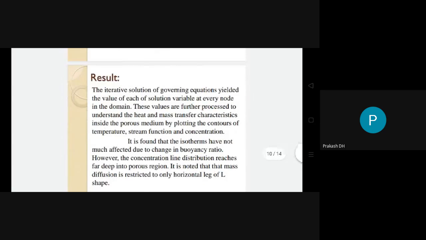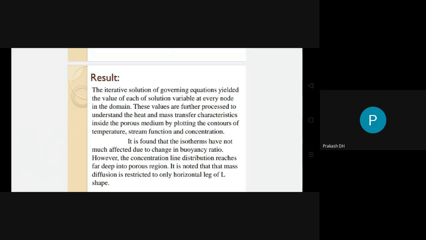Result: the iterative solution of the governing equations yielded the value of each solution variable at every node in the domain. These values are further processed to understand the heat and mass transfer characteristics inside the porous medium by plotting the contours of temperature, stream function, and concentration. It is found that the isotherms are not much affected by the change in Buongiorno's ratio. However, the concentration line distribution reaches far deep into the porous region.